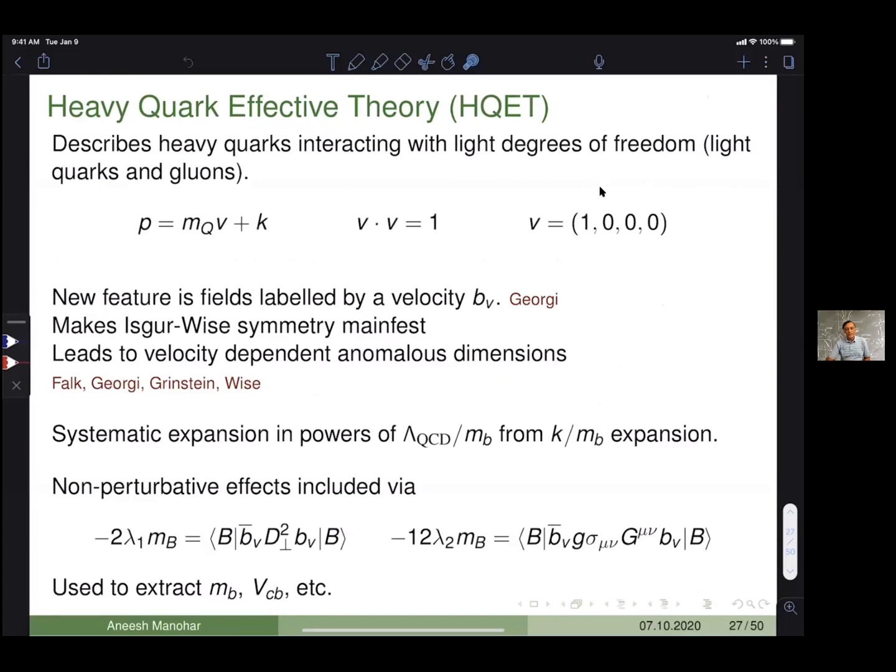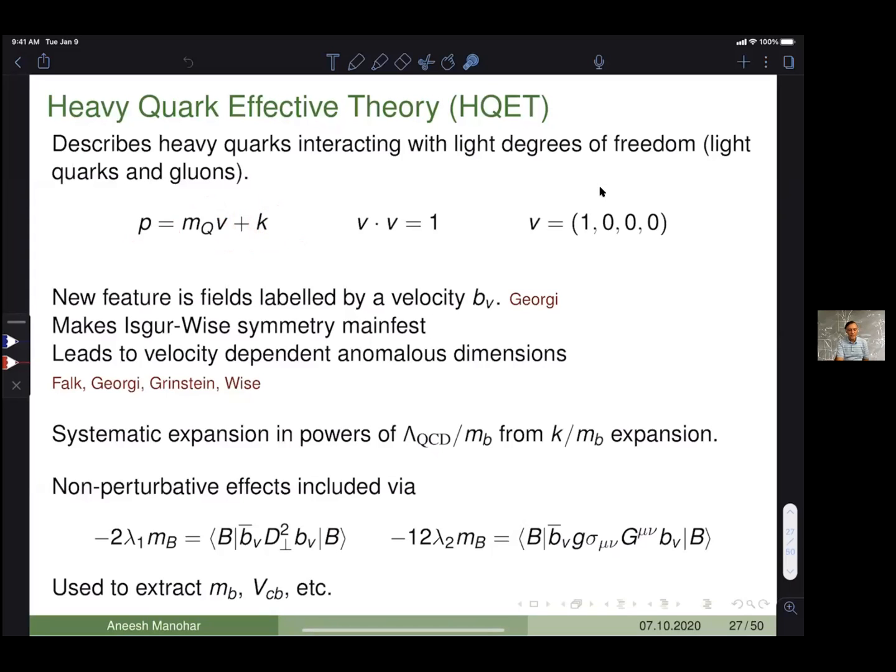So the first EFT, okay, and some of these are on a different footing from what I've discussed before, and I'll try to explain. Heavy quark effective theory discusses the interactions of heavy quarks like B quarks and C quarks with light degrees of freedom. So, for example, a B quark bound in a B meson, where it's interacting with light quarks and gluons. The key idea here was to write the momentum of the quark, factor out a big part, which is M_Q v, and call k something which is called the residual momentum.